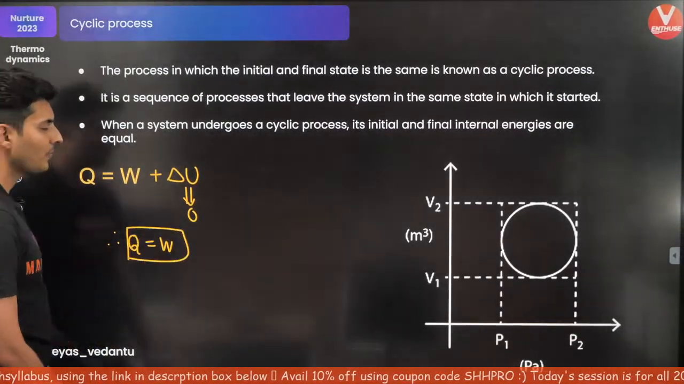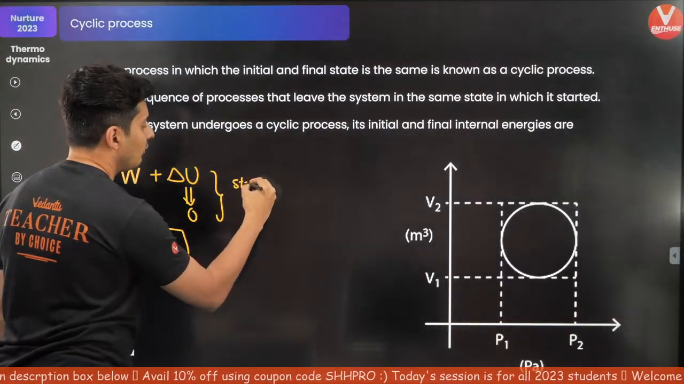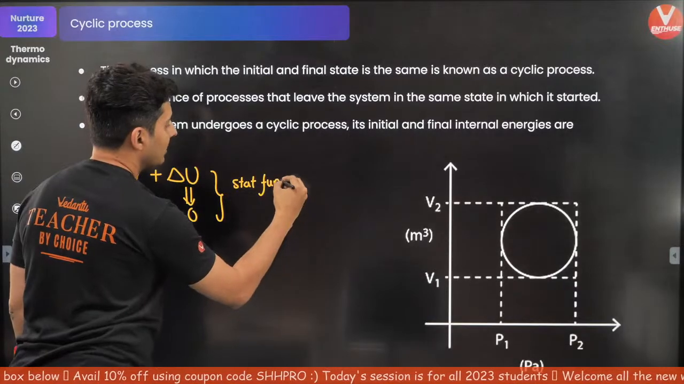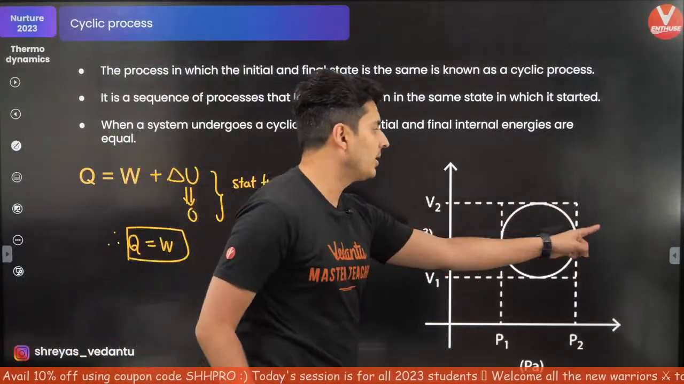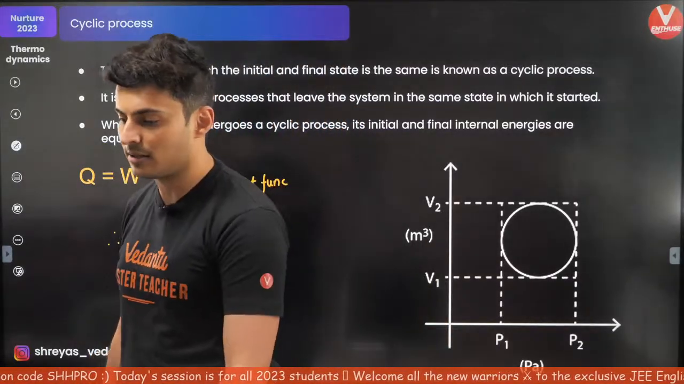Very, very important. Change in the internal energy is 0. The reason is it's a state function in a cyclic process. So start from this point, come back to the same point. No change in the internal energy. I hope this is clear.